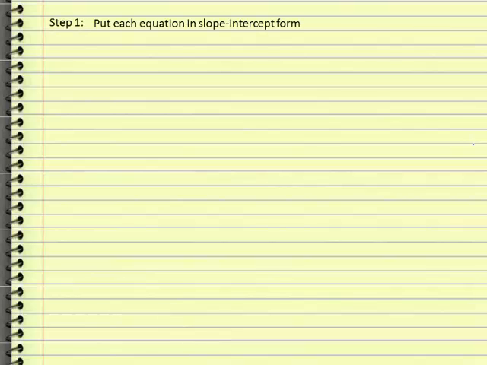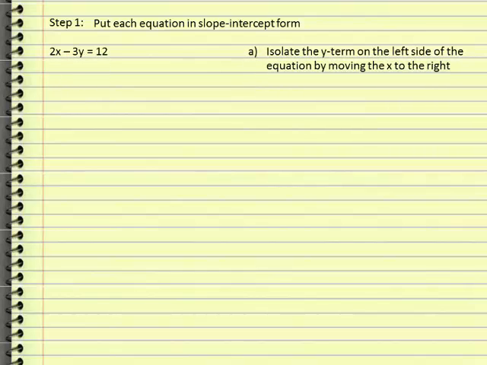The first step is to put each equation into slope-intercept form. In order to do this, we first look at our equation, and then we isolate the y term on the left side of the equation by moving the x to the right. We can either pick it up and move it, or we can subtract or add it from both sides. If we pick it up and move it, we change sides, so we change signs. Or, as I said, you could add or subtract it, and you get negative 3y is equal to negative 2x plus 12.